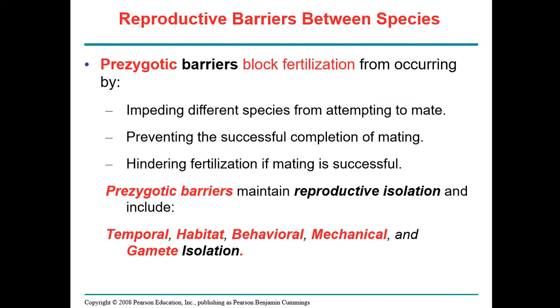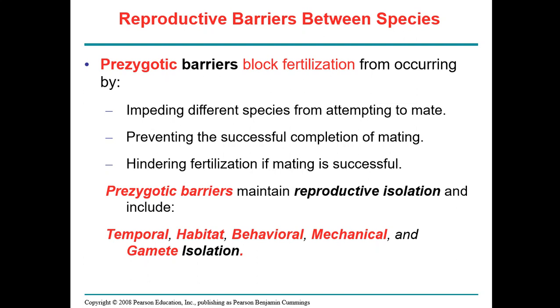Second, preventing the successful completion of mating. Even though they mate or even though they met, for example, these barriers prevent the successful completing of mating, or parang hindi talaga successful. Okay? Third, hindering fertilization if mating is successful. For example, nakapag-release siya ng egg and sperm, however, this barrier hinders fertilization after, for example, mating. Okay? So that's for pre-zygotic.